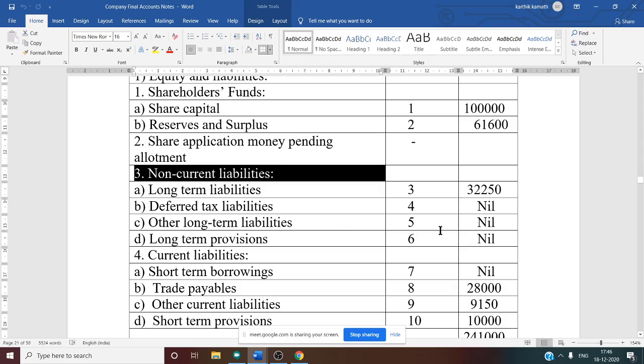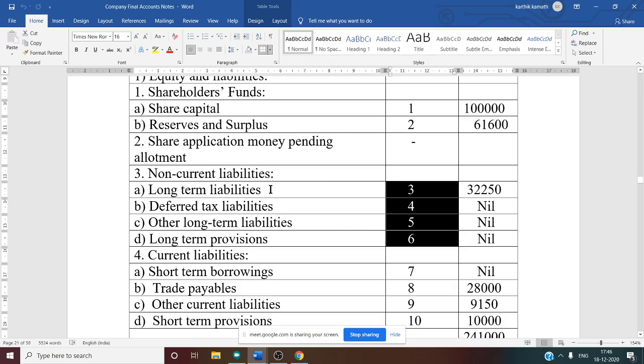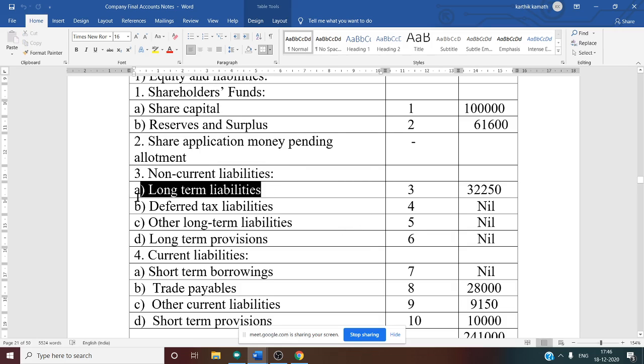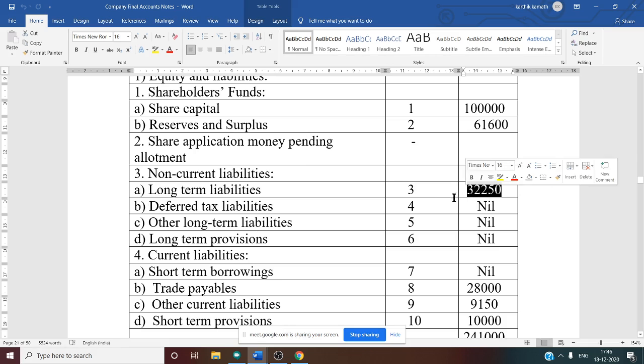Under non-current liability, there are four working notes. That is first one, long-term liability. Long-term liability, that is working note number 3, debenture information. There is a debenture of 30,000 plus debenture which is not paid for 6 months, that we have calculated 2250. You can see the working note total, that is final total working note number 3. That information you are going to write here, that is 32,250.